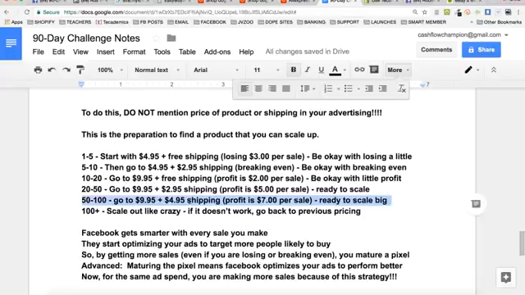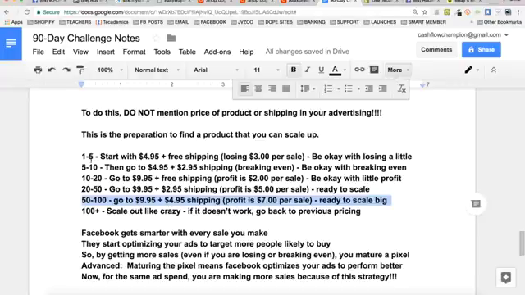Now you've got a product that sells well. Now you just start running a lot of money to it. So you don't even run a lot of money right off the bat. And it helps because every single time a sale happens in these first 5 sales, Shopify reports it back to Facebook, and Facebook gets smarter.